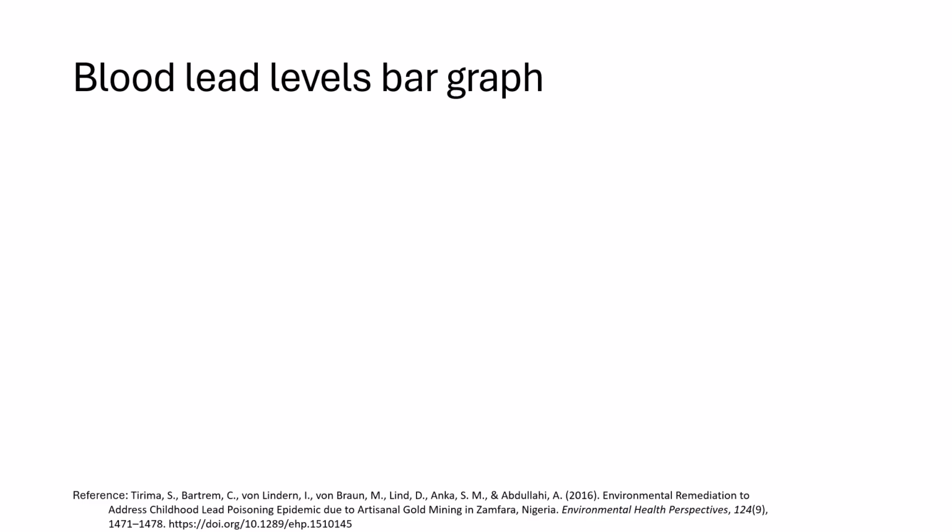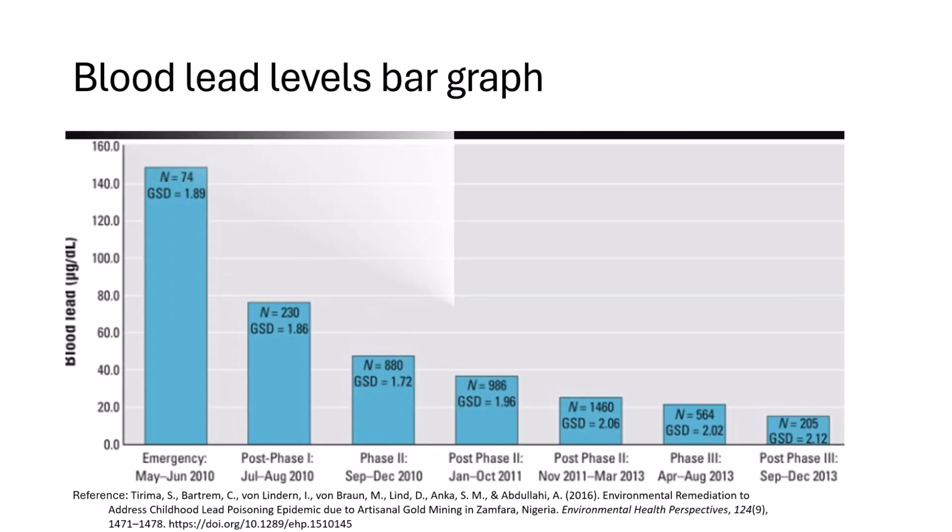So, the blood lead levels bar graph. This bar graph shows a significant decline between the discovery of elevated lead levels in about May to June 2010 in comparison to post-phase 3 results in about September to December 2013. These blood lead levels were collected for children younger than 5 years old by the beginning of the cleanup phase. Each phase included residential compounds and common areas which previously had high levels of contamination. The various phases included chelation, closure of contaminated landfills, and the development of local government and community activities.